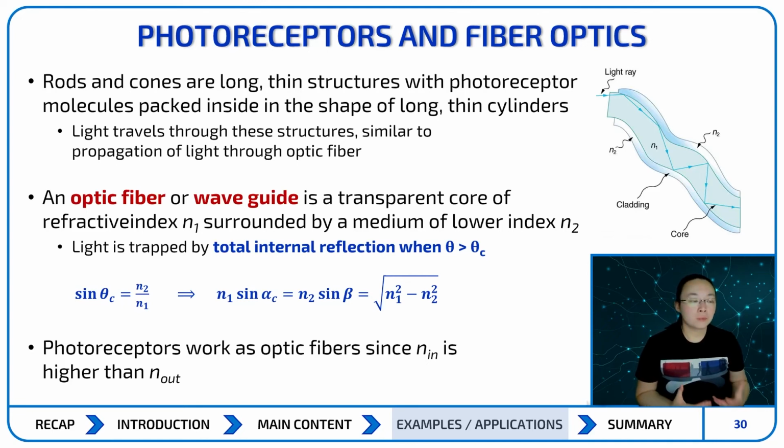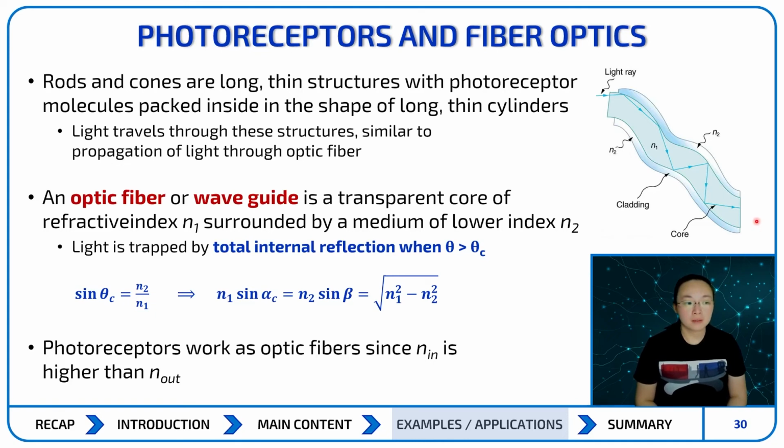So right here, we said rods and cones are long, thin structures with photoreceptor molecules packed inside, and we can assume that they are long, thin cylinders. Light is going to travel through these structures, similar to how a light ray hits the walls of a fiber optic cable and just bounces around in its core.